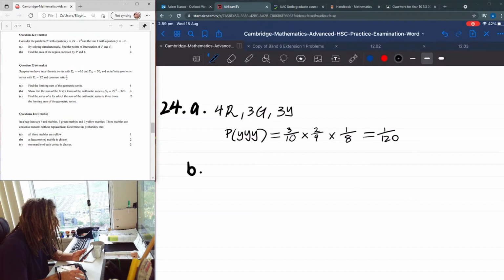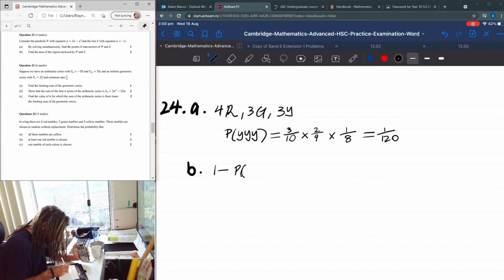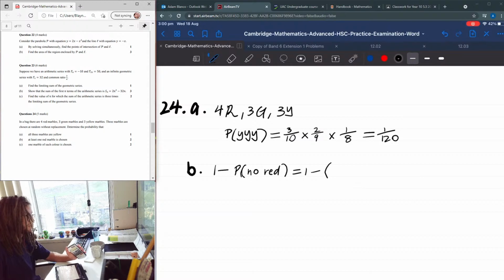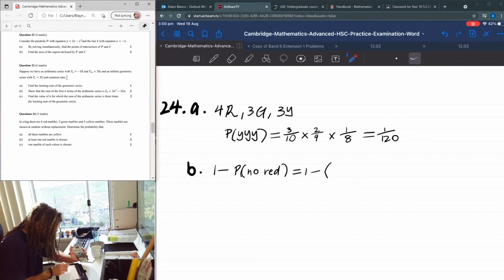B. At least one red marble is chosen. Okay. Whenever you have a question that says at least one, do 1 minus it not happening. So 1 minus the probability of no red, which is going to be 1 minus, and then you use brackets because you're going to have to look at the 3 cases. The probability of not selecting a red on your first go is everything else. So 6 out of 10.